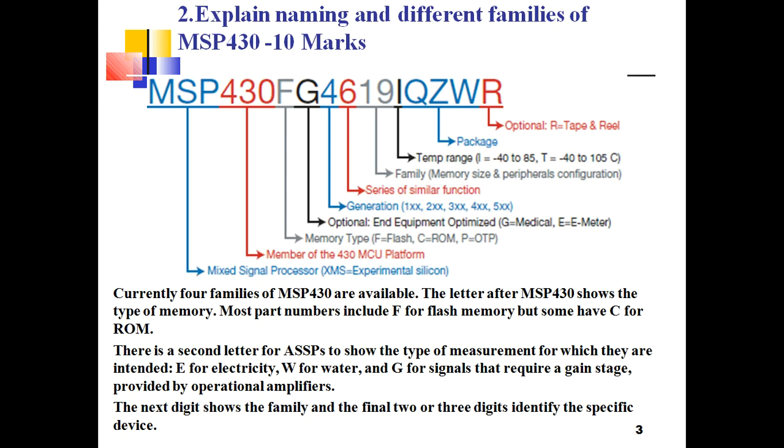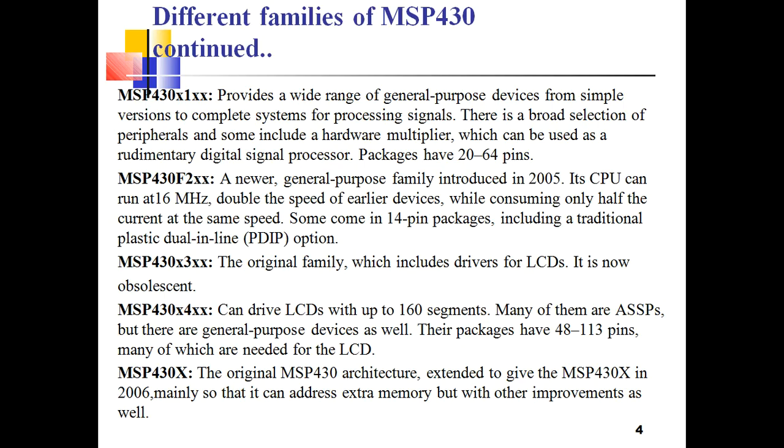The letters after MS430 show the type of memories. Here most of the part numbers are included. F for flash, but some have C for the ROM, like that. Already I have explained. Okay, you go through this one. So next we'll see different families of MS430.